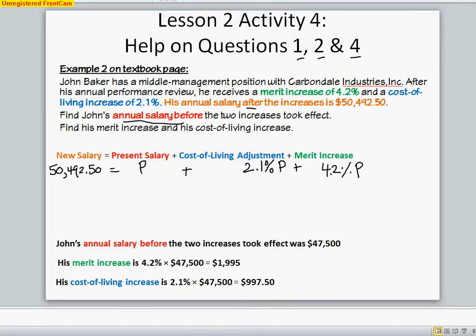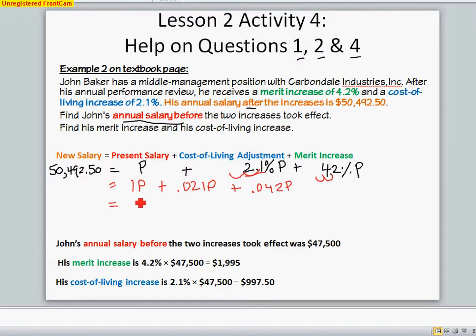Okay, so now we're actually going to solve this. First things first, I know that there's a hidden number in front of that P, which is a 1. We don't write it, but it's there. I need to change this percent into a decimal, so I would be moving the decimal 2 places to the left. So this would be 0.021 times P. And then again, we're going to move the decimal 2 places, so this would be 0.042 P, and that again is going to equal this 50,000 number.